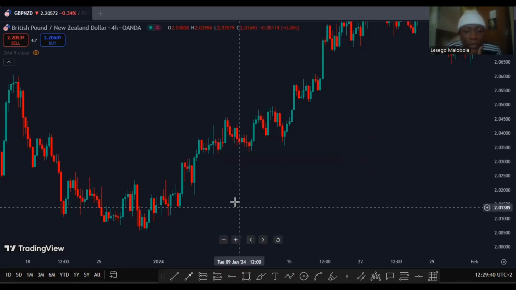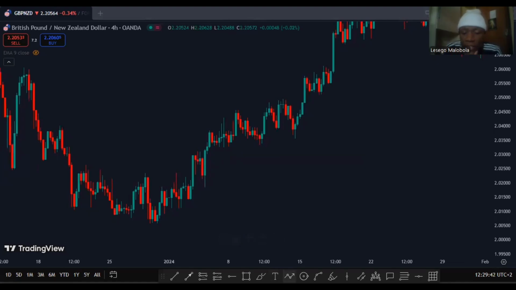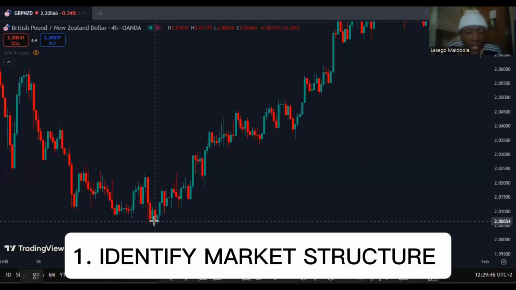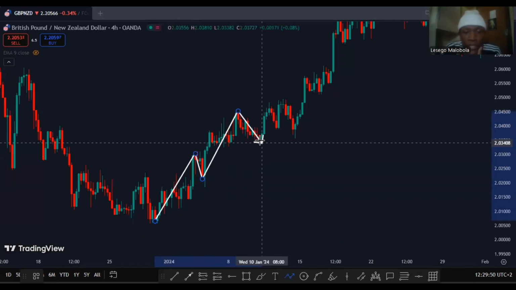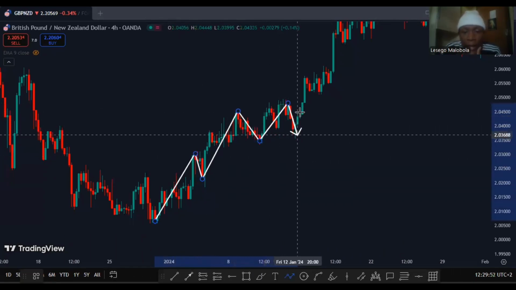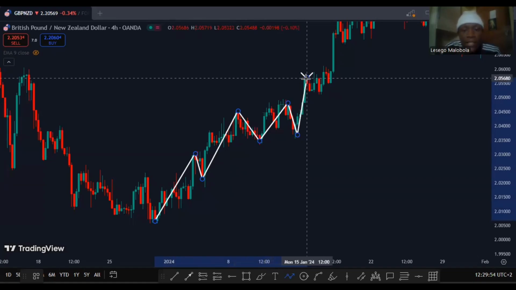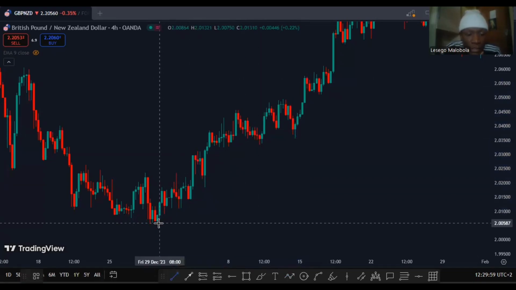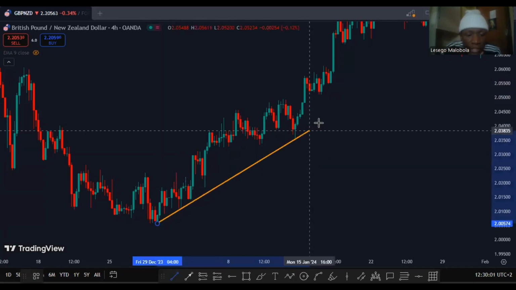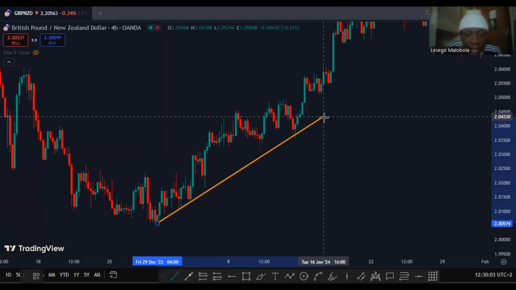Otherwise, let's get into it. As you know, the first thing that we look at when we backtest is simply market structure. We can clearly see that price here is trending up, creating these higher highs and higher lows: higher low, higher high, higher low, higher high, and so on. We identify this as a clean market structure, and if we use our trend line, we can see that we do have a clean market structure.